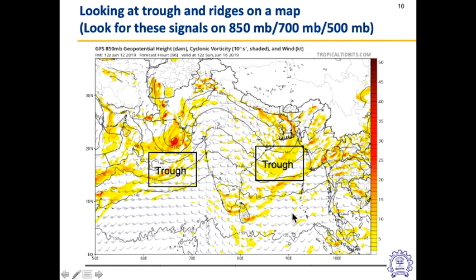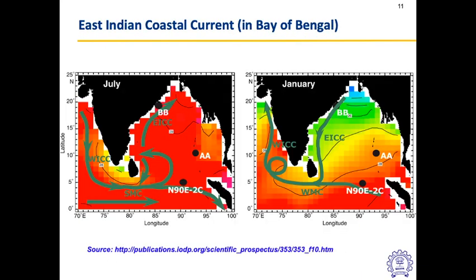I also said that there is a Bay of Bengal branch which helps, and there is also a Bay of Bengal trough. This trough formation is all Bay of Bengal dynamics. Because of the Tibetan Plateau heating, there is a low pressure formation here, which again leads to the formation of this trough. But other than this, there is one more important aspect which leads to the formation of a trough and plays a very important role in the Indian monsoon. That is known as the East Indian Coastal Current.